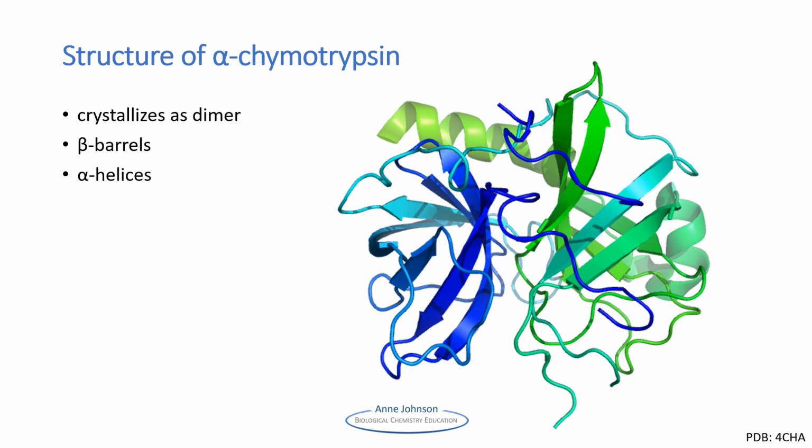The alpha chymotrypsin structure contains alpha helices, beta barrels, and surface loops. The active site is in the cleft between the 2 beta barrels. The combination of the 2 six-stranded Greek key beta barrels and 8 surface loops that surround the active site is a characteristic type of protein fold known as the trypsin fold, which is found in related serine proteases.